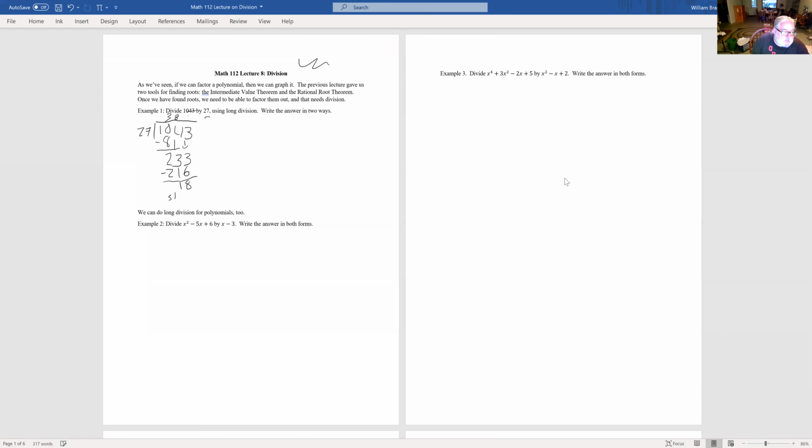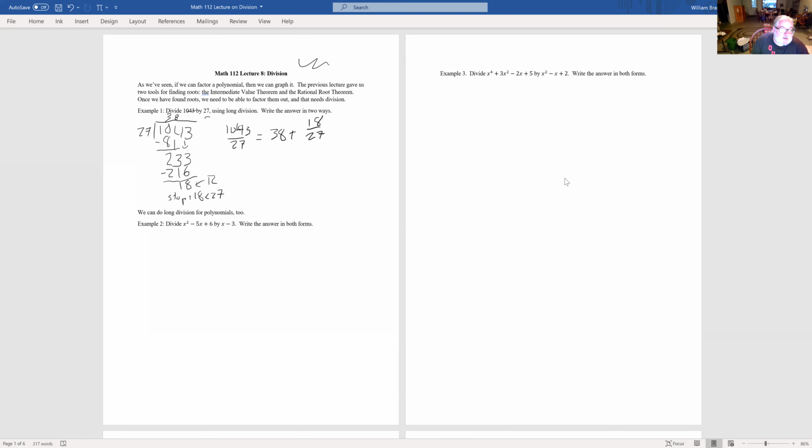And we stop. And why do we stop? Because 18 is less than 27. So 18 is our remainder. We'll call that an R. And we can write this out in two different ways. You can say that 1043 divided by 27 is equal to 38, which is the number we got up here, plus our remainder, 18 27ths. So there's 38 27s that go into 1043.